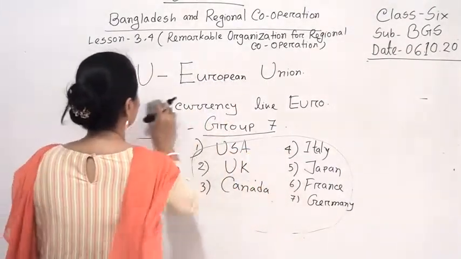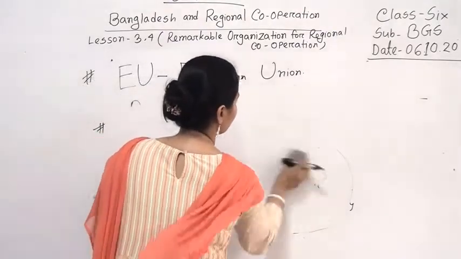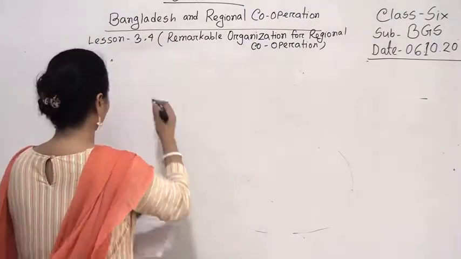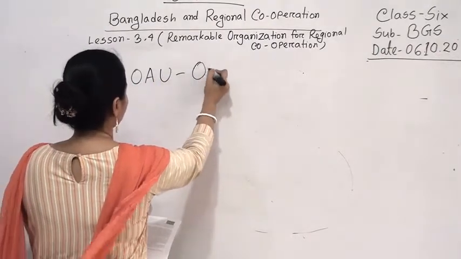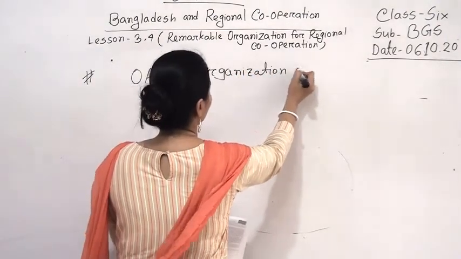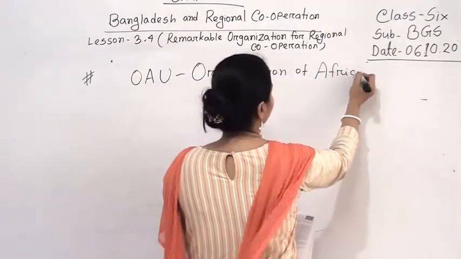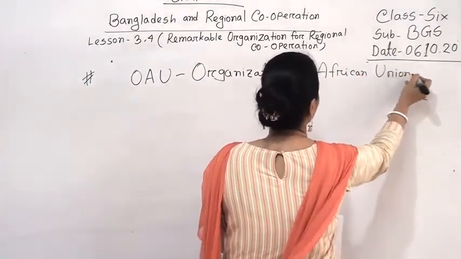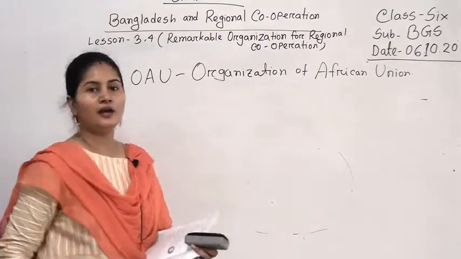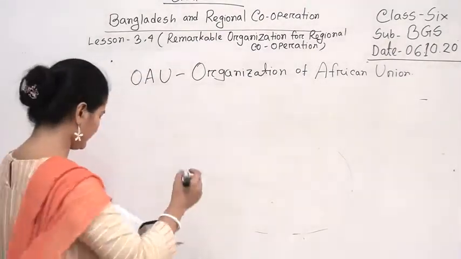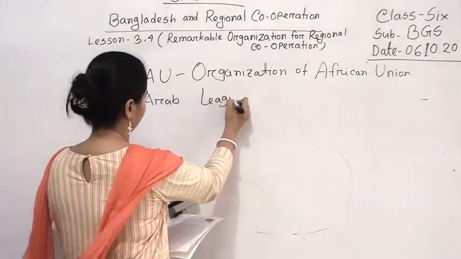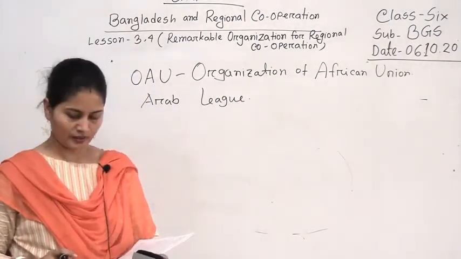There is another regional organization like OAU, Organization of African Union. If we see the name, we know that the members are African countries. There is another organization, the Arab League. All the Arabian countries are members of it.